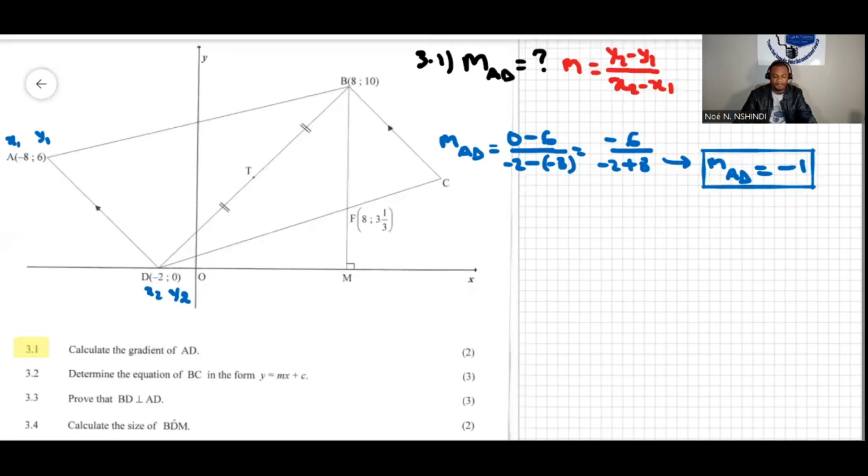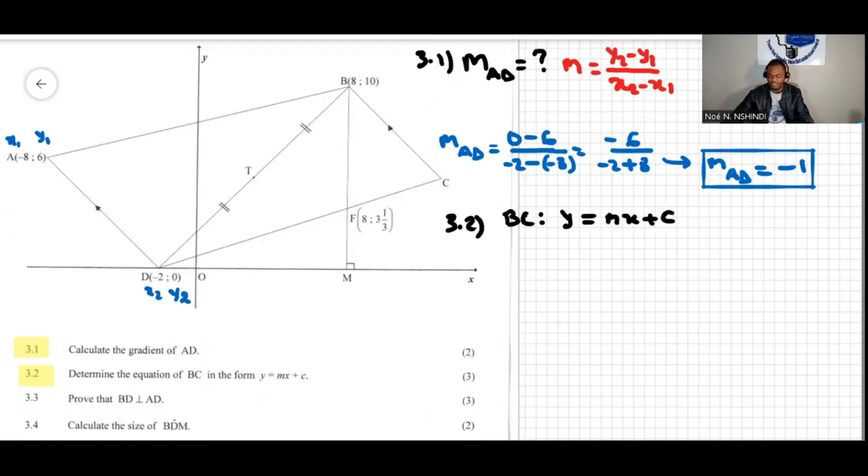Okay, and then the following question is question 3.2. The question says, determine the equation of BC in the form y equals mx plus c. All right, so I'm going to write the question here, question 3.2. We're looking for the line BC in the form y equals mx plus c.